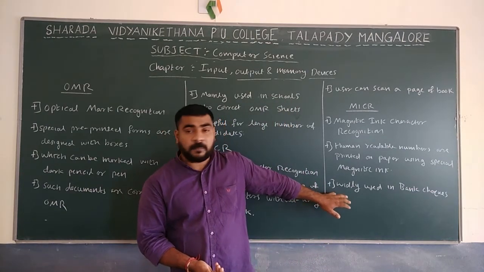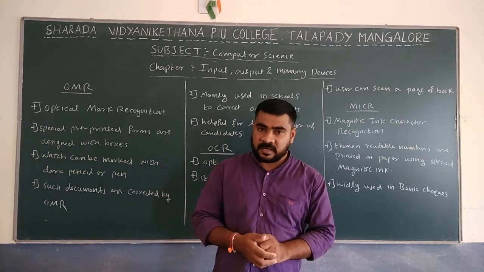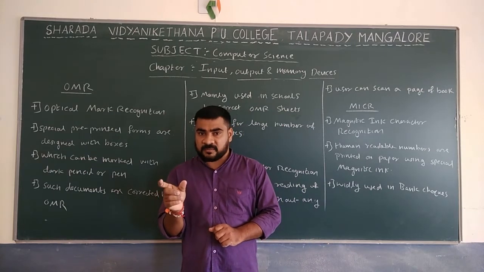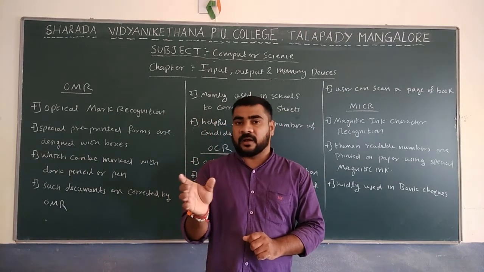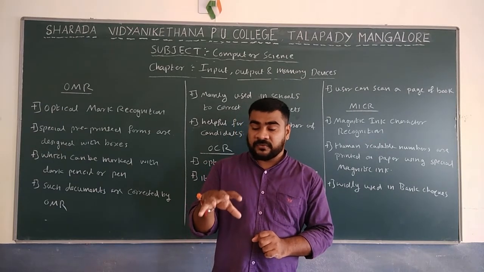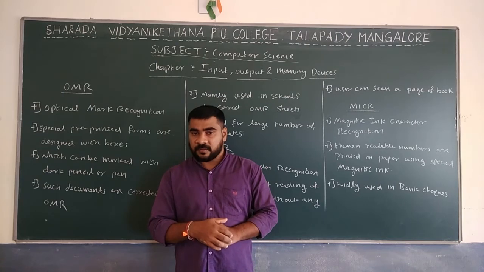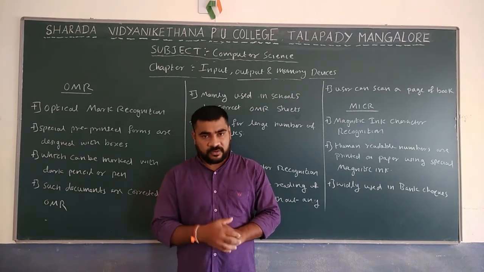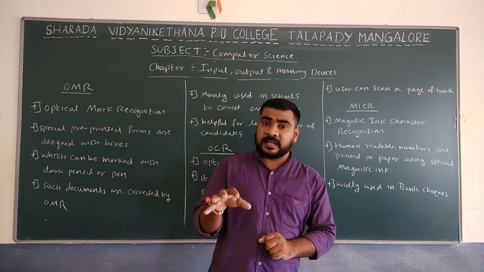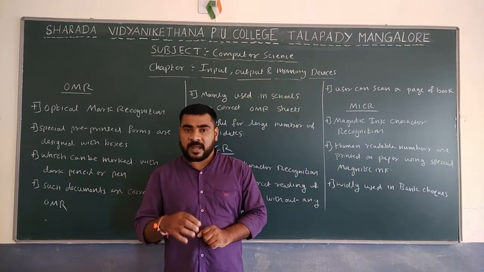It is most widely used in bank checks. If you take a bank check, some numbers are written at the bottom. That is a unique number with a very different shape. Those numbers are written by using the magnetic ink.